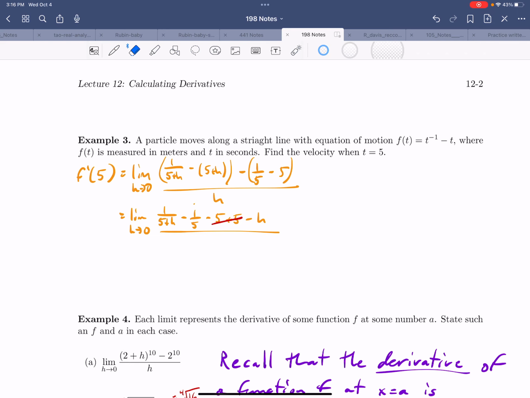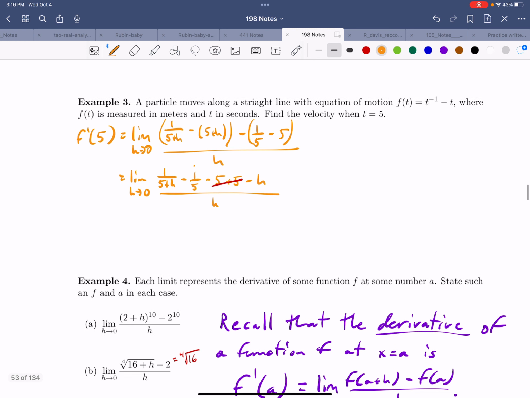Now, if you remember what we did in class last time, we put the 1 over h on the outside. We're going to do that again this time, just to make stuff a little bit nicer to look at. So limit as h approaches 0 of 1 over h times 1 over 5 plus h minus 1/5 minus h.